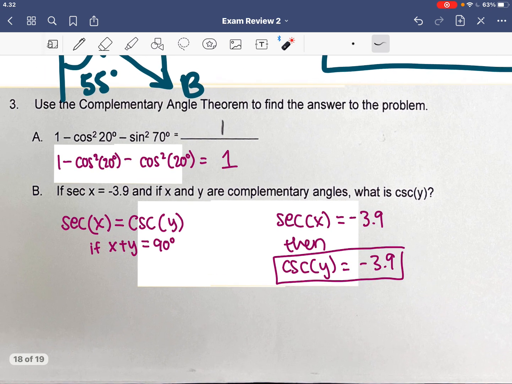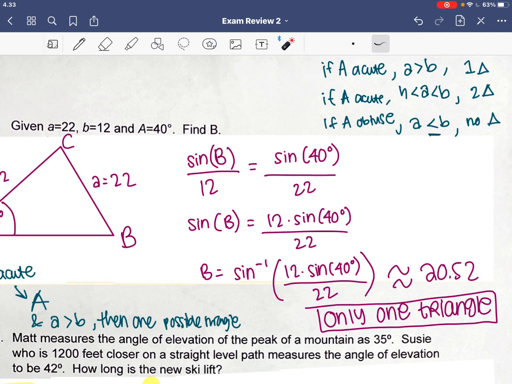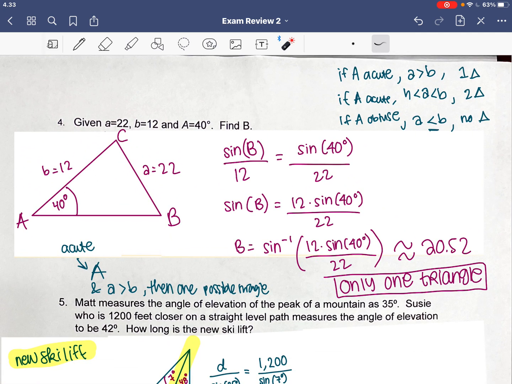And then again, secant x equals negative 3.9, and then they're asking you cosecant y. We know that secant x and cosecant y are co-functions, then that means they're equal to each other. Okay. Number 4 is you pretty much just needed to draw a triangle, label them A, B, C, and label the sides and angles properly.